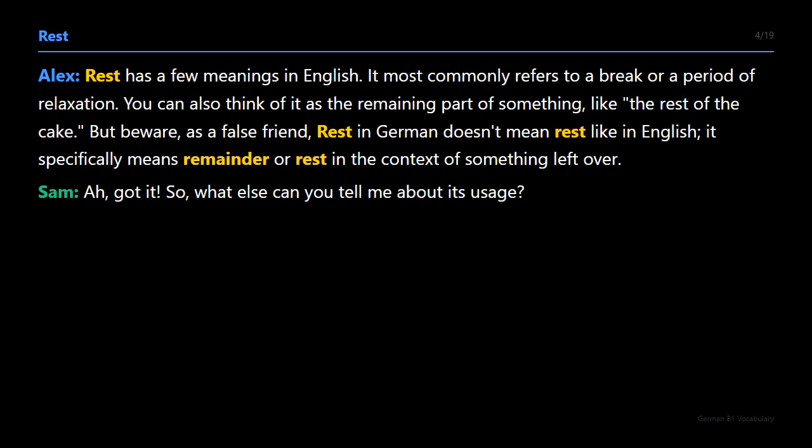It most commonly refers to a break or a period of relaxation. You can also think of it as the remaining part of something, like the rest of the cake. But beware, as a false friend. Rest in German doesn't mean rest like in English, it specifically means remainder, in the context of something left over.